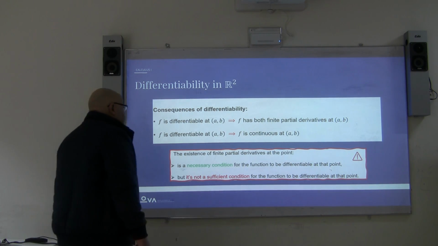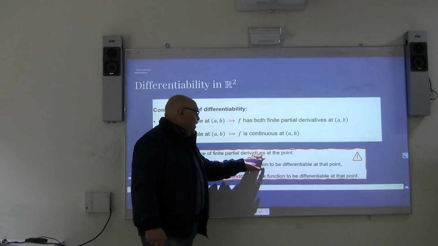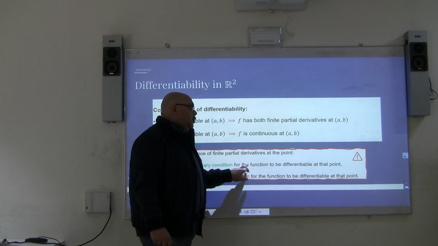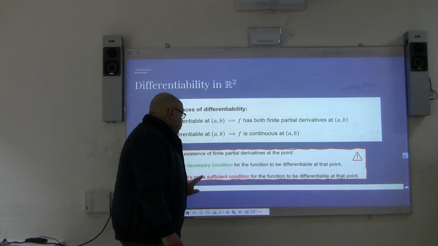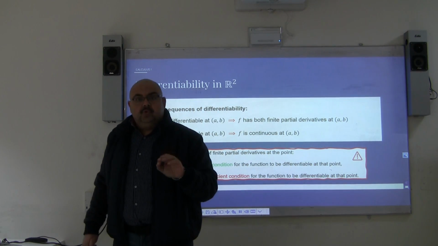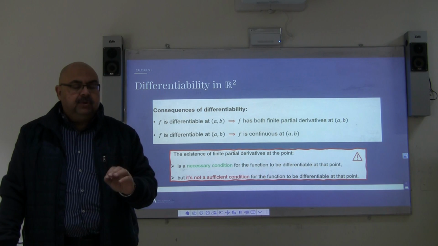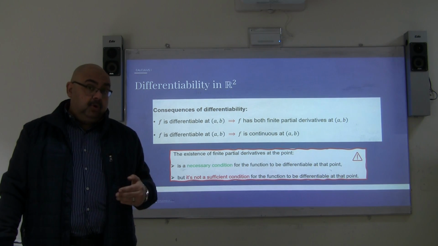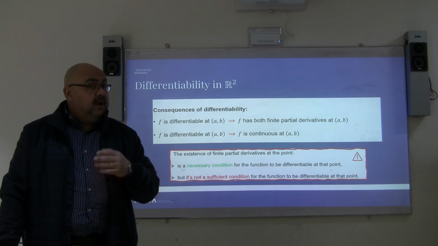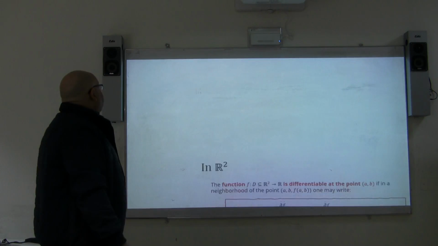But remark: the existence of finite partial derivatives at the point is a necessary condition for the function to be differentiable, but it's not a sufficient condition for the function to be differentiable at that point. And these two statements are really very important. They can come to you in multiple questions, either state true or false, or choose the right answer. It can be handled this way.